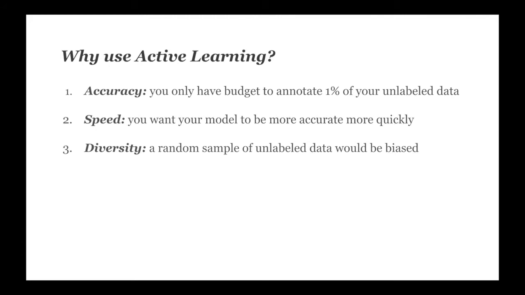And so in that case, it's less about the amount of human input, more about the speed of getting a good model out as quickly as possible with all the data that we can feasibly annotate. And then finally, diversity. Unless you're looking at academic data sets, a random sample of unlabeled data is typically biased. The unlabeled data that you have available to you, your raw data, would typically be oversampling from some data source.